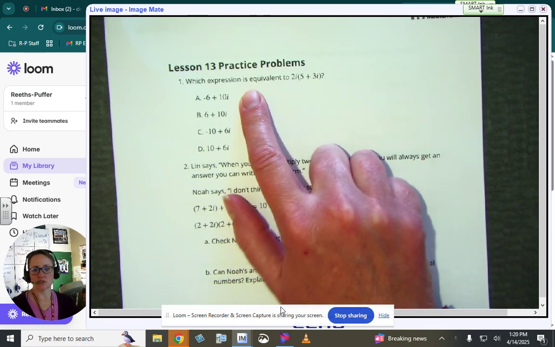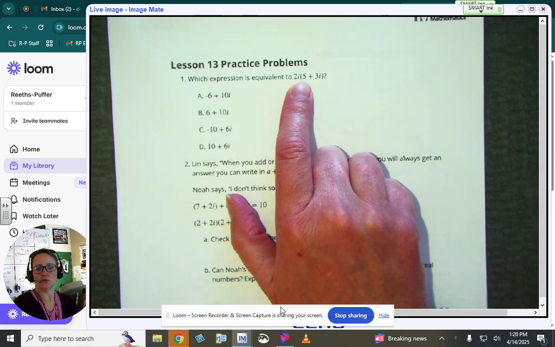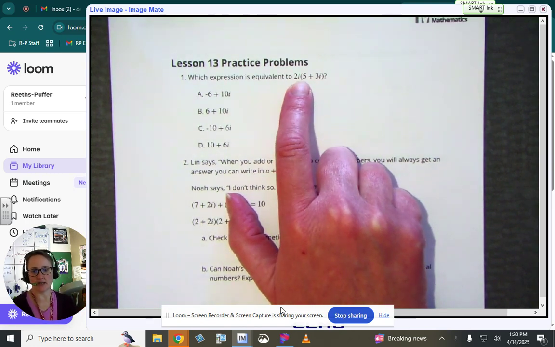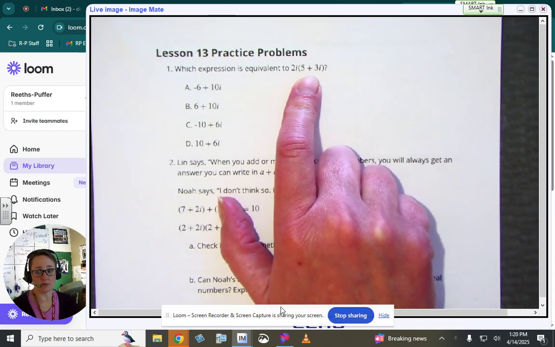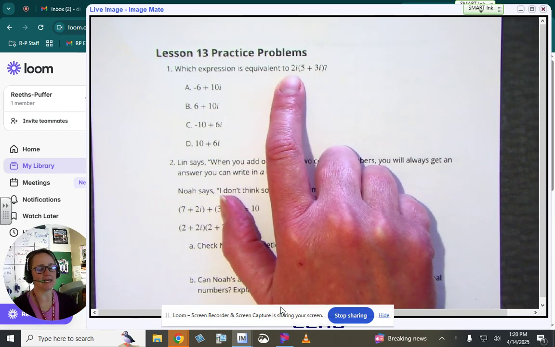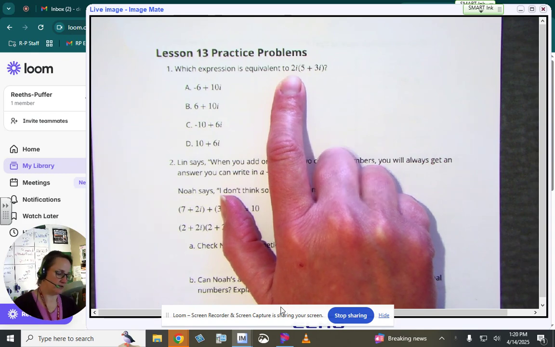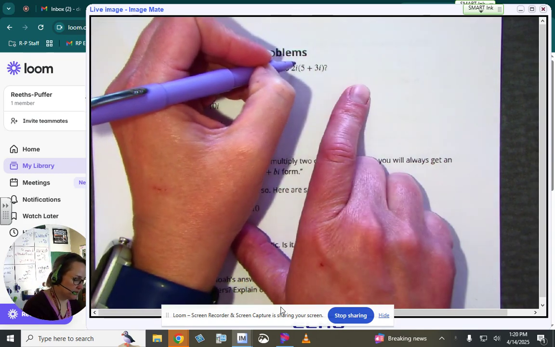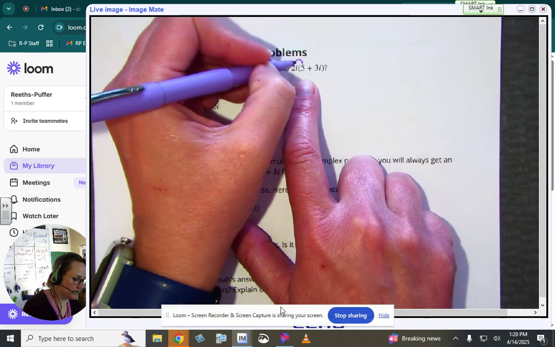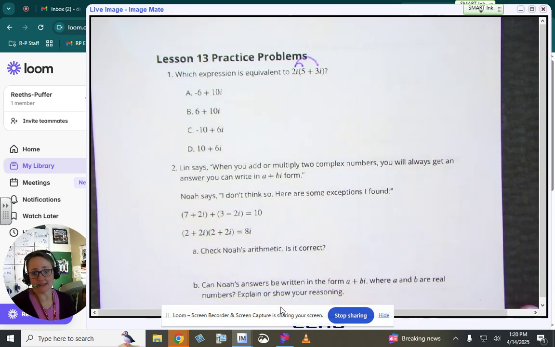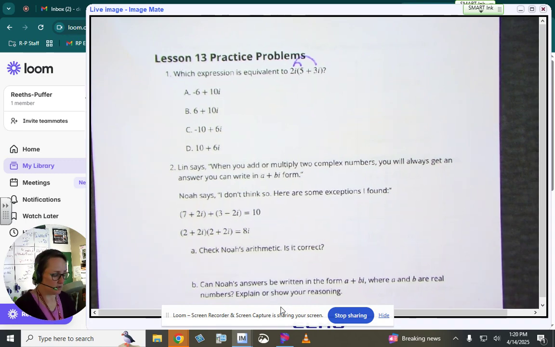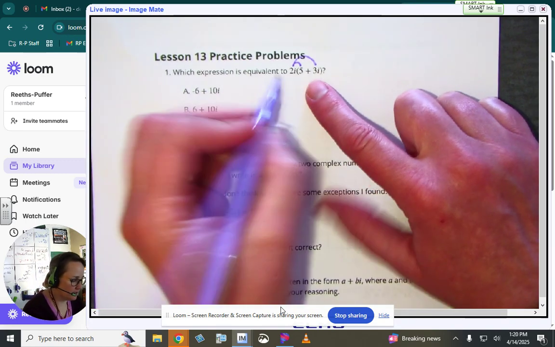So when we think about which expression is equivalent to 2i times, and now we're in parentheses, 5 plus 3i, one of the things I want to start off by thinking is the same kind of idea of distributive property. So I need to multiply this 2i times 5 and 2i times 3i. Now, you can set up a grid to use this. So if you like multiplying with the grid, go for it.